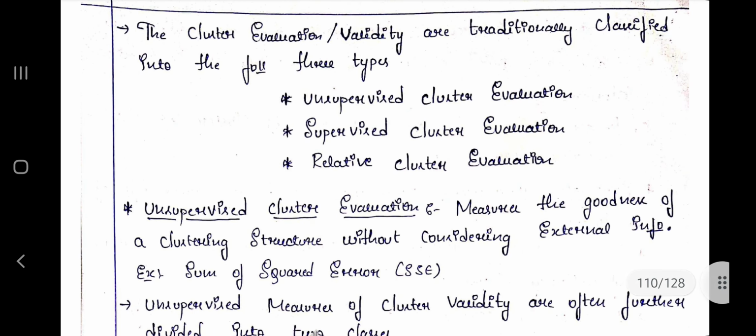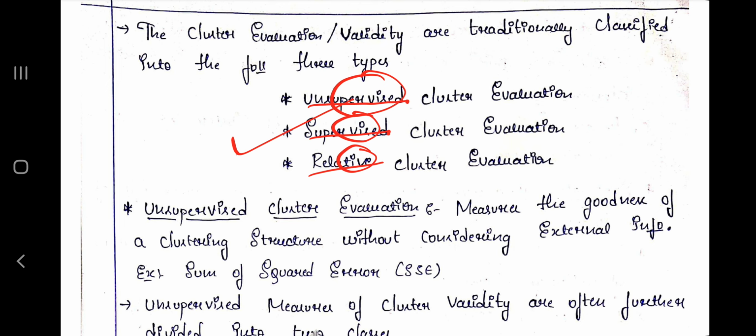Second key point, they are divided into how many types? 3 types: unsupervised, supervised, and relative. If you go through the notes, there is a lot of content regarding the unsupervised, supervised and relative, but the time is less, so I am just telling you what are the key points you need to write, and there you have to write in detail in your own words. Easily you can write, just listen to me.